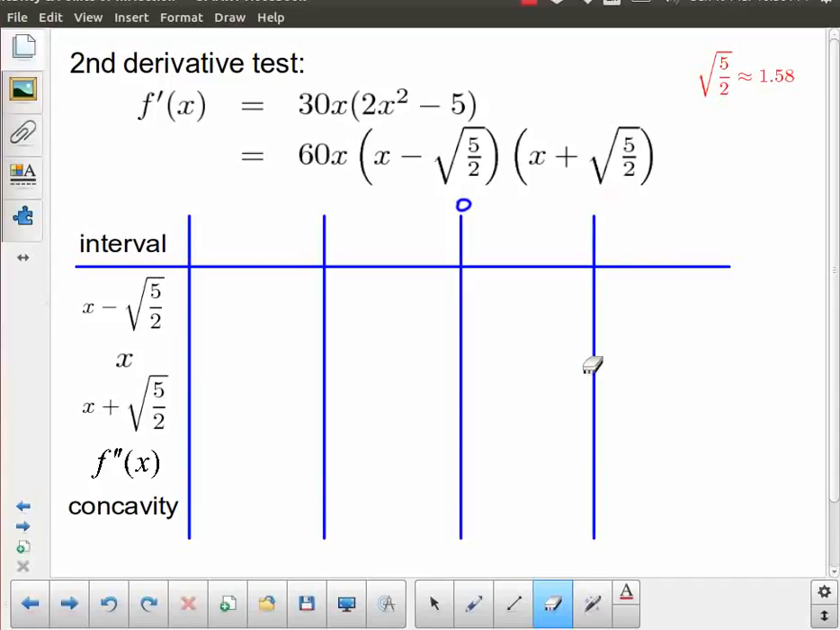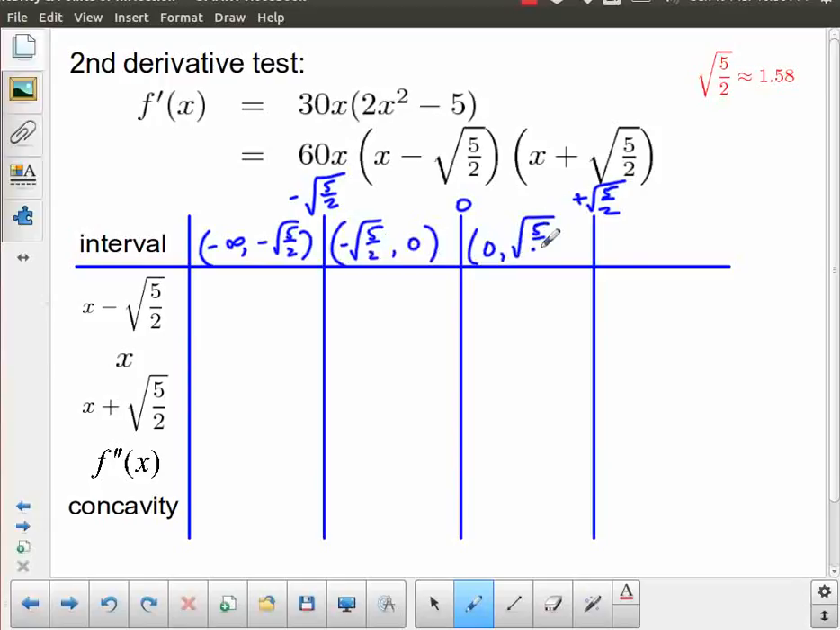Remember, an interval table is something you're doing really for yourself. But I think I prefer to write it like that. And then I could also write these as intervals. So this would be negative infinity to negative root 5 over 2. And this would be negative root 5 over 2 to 0. 0 to root 5 over 2. And root 5 over 2 to infinity.